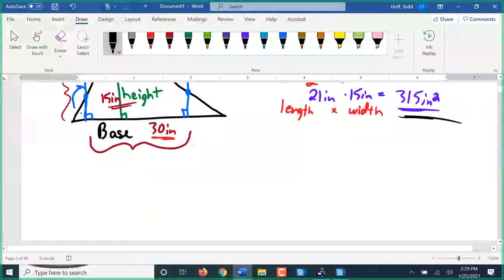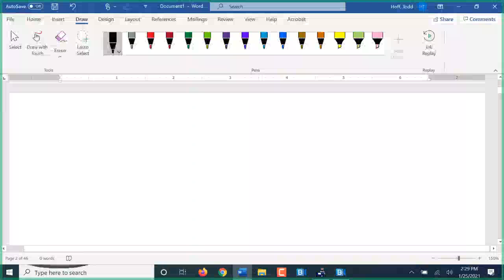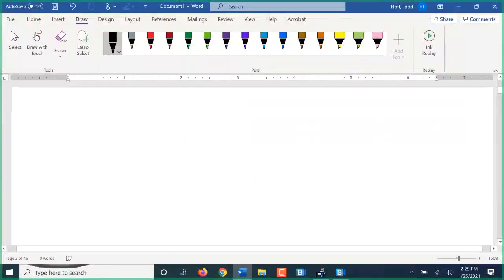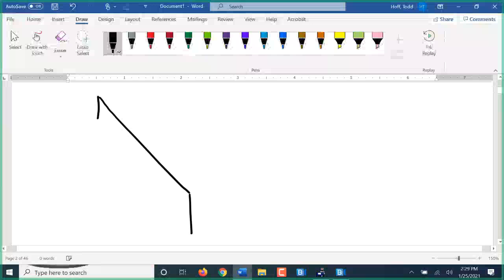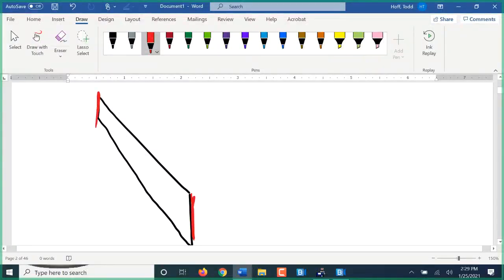Not all trapezoids look like that, by the way. This is a trapezoid. That side and that side are parallel. The other two sides are not.